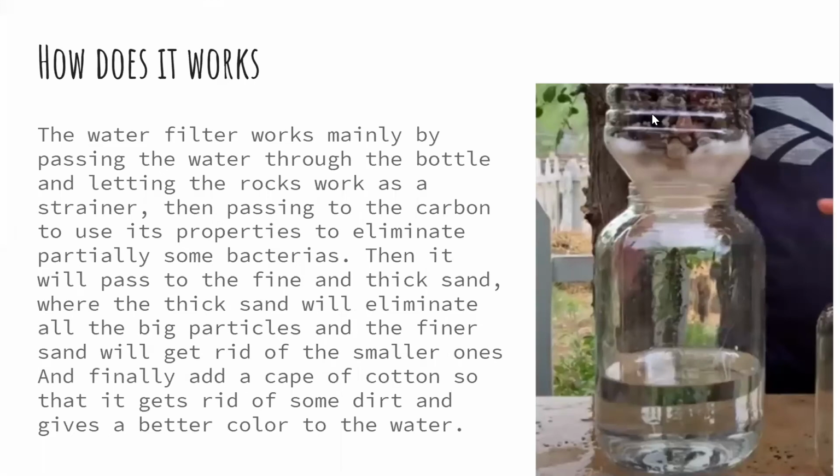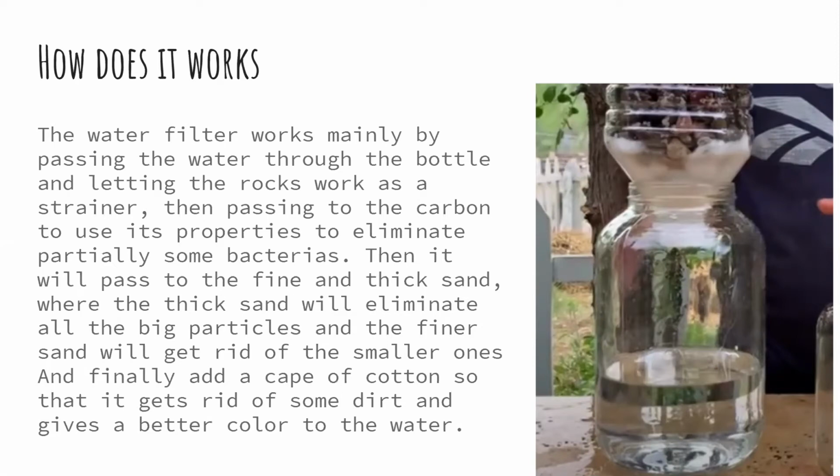So how does this filter work? The water filter mainly works by passing the water through the bottle and letting a glass of water contain the clean and clear water. First it will pass through some rocks and then through the carbon. The carbon has some natural properties that help it to partially eliminate some bacteria.